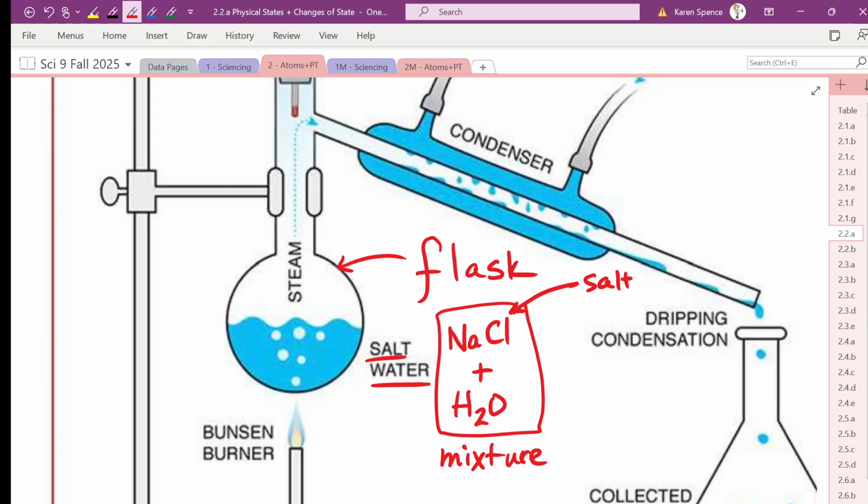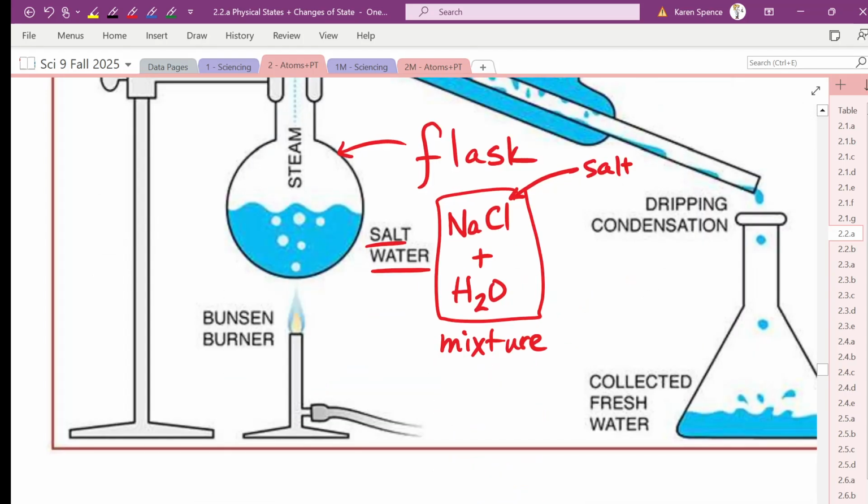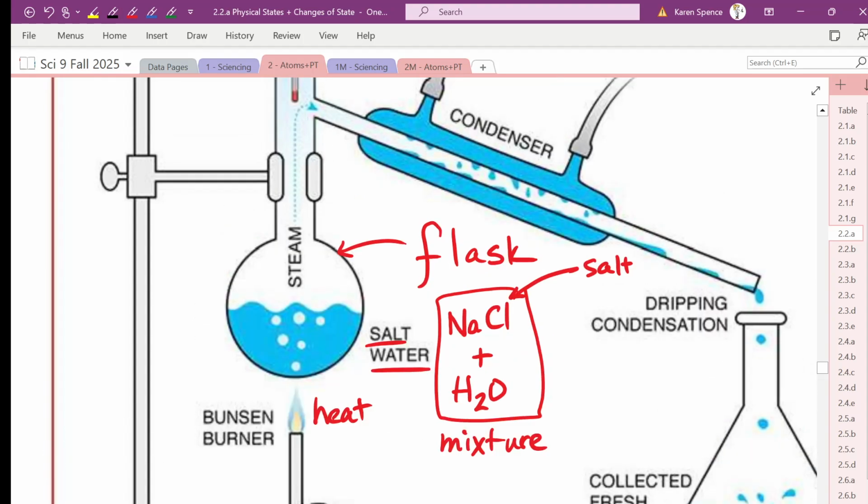Now, who boils at a lower temperature, water or salt? Water. Water boils at a lower temperature. It boils at 100, but salt isn't even melted until 800. Crazy, right? So if we put a Bunsen burner underneath this and heat the whole thing, what's going to happen to the water? The water's going to come out. This is our water here. We get our steam and it goes out.